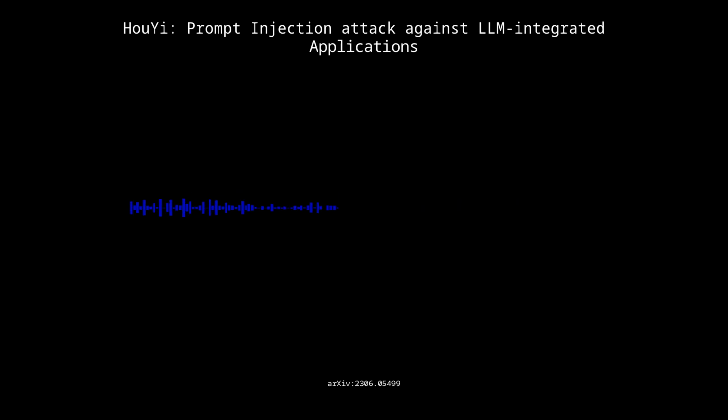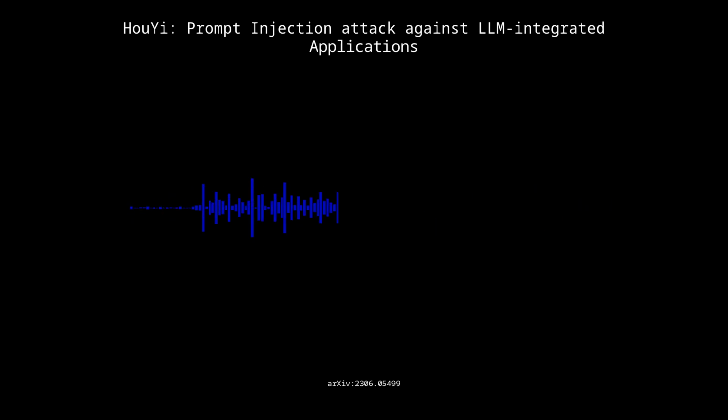Then it's time for the separator. HouYi uses those three strategies we talked about, the syntax disruption, the language switching, and the semantic manipulation, to craft a separator that effectively isolates that malicious command. And finally, it generates the disruptor containing the payload itself. But how does it decide which type of attack to use? Does it just pick one at random?